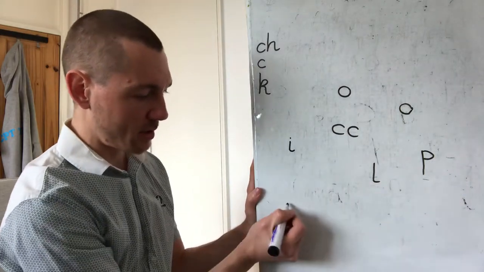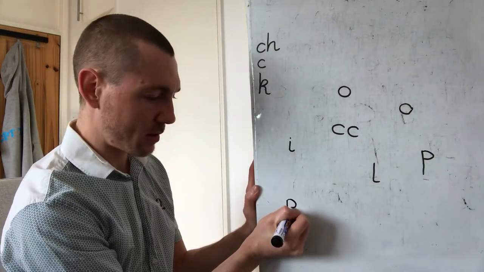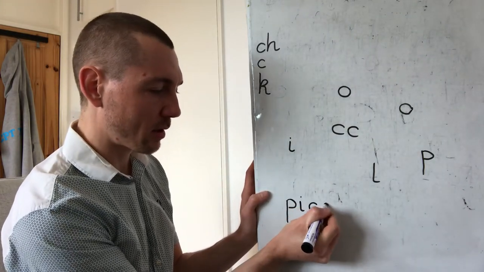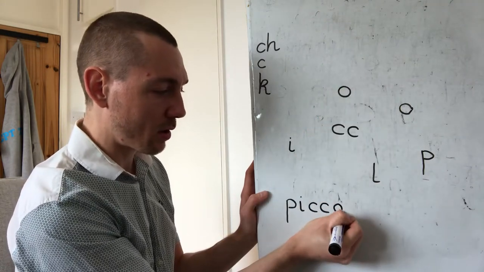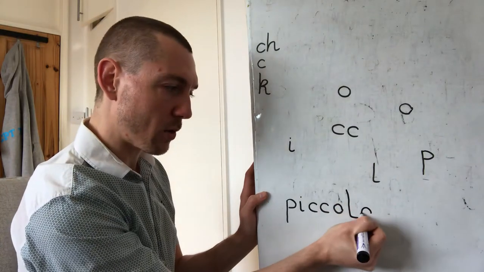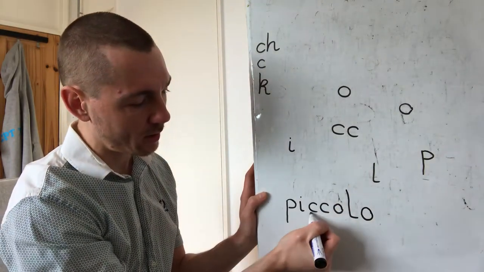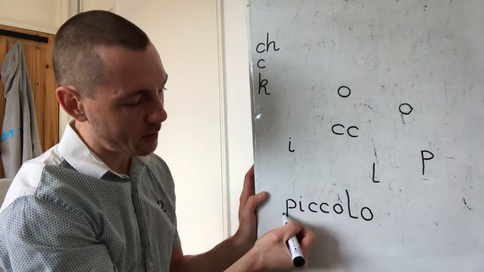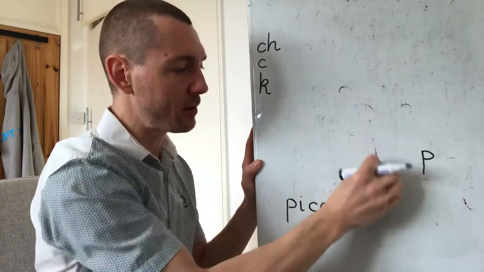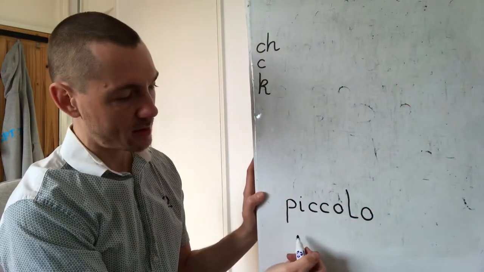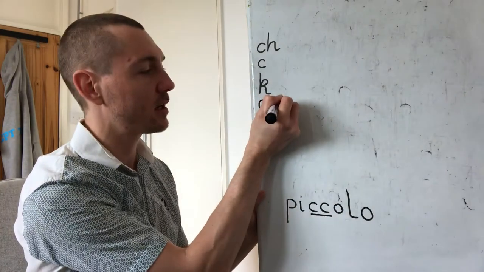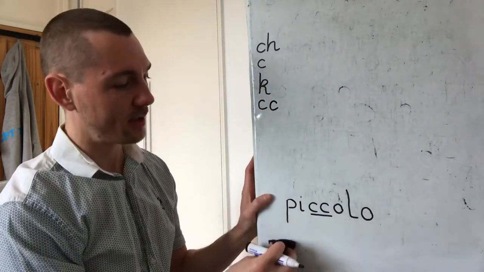And we say p, i, k, o, lo, piccolo. So the k spelling in piccolo is, of course, those two c's together, isn't it? Two letters, one sound, so we add that. The double c spelling of k in piccolo.